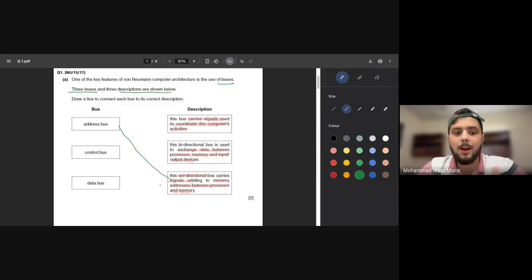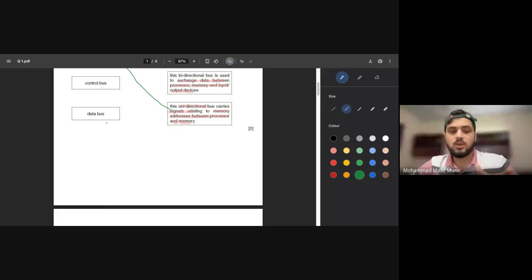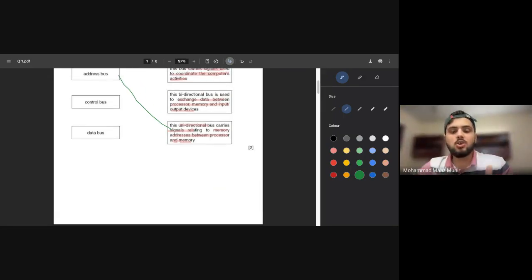Why? Because आपका address bus is that specific route. It's like a path on which your computer transmits and transfers addresses between your processor, between your memory.